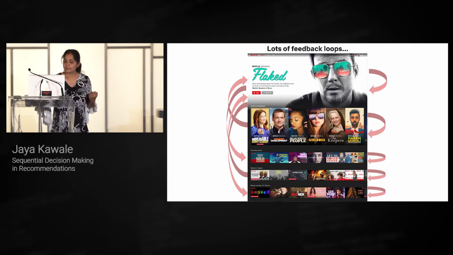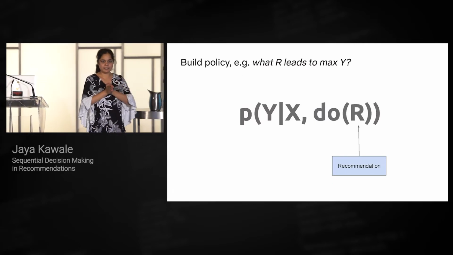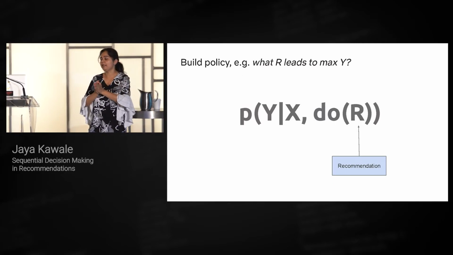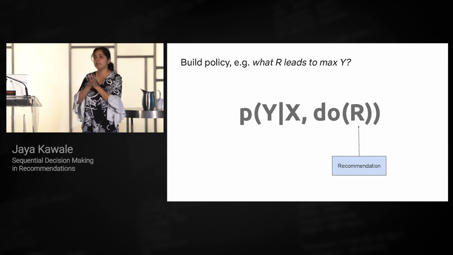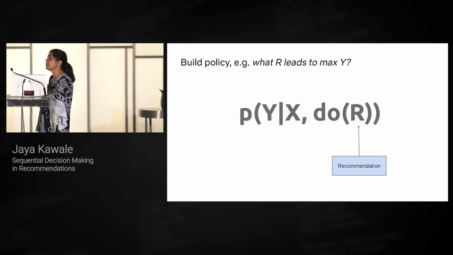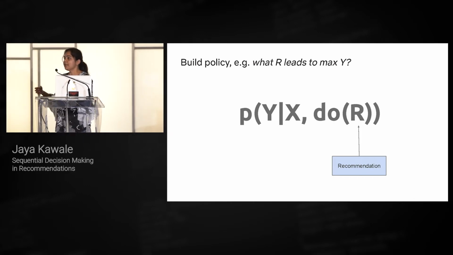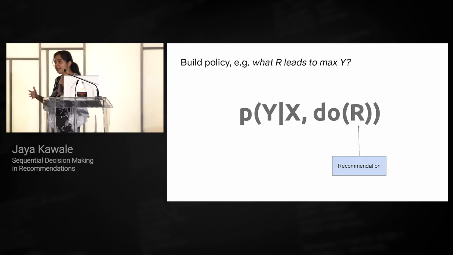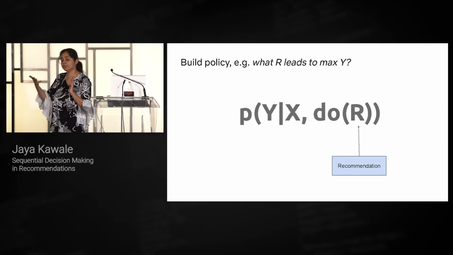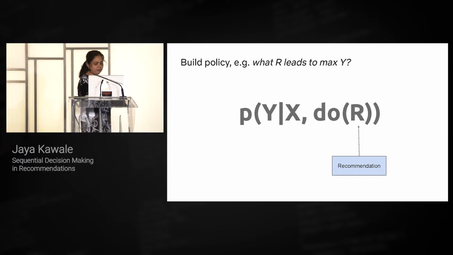And so what we want to do is not design an exploit policy which only recommends a title depending upon P of y given x, that is, the probability of play. But we want to build an exploit policy which takes into account the causal effect of the recommendation. It's kind of incremental as well. It takes into account how the user will react to this recommendation. So how do we do that?